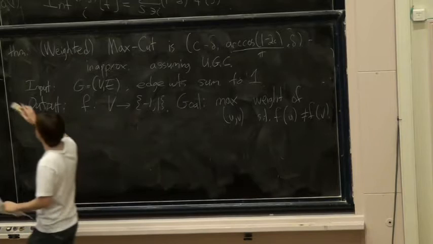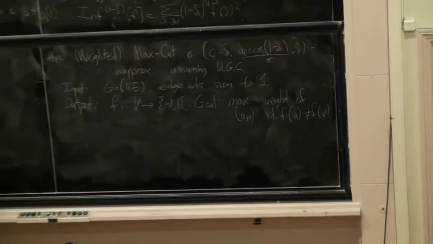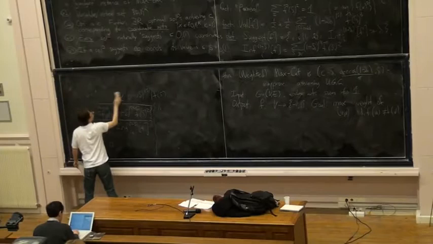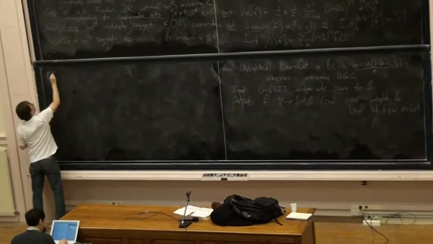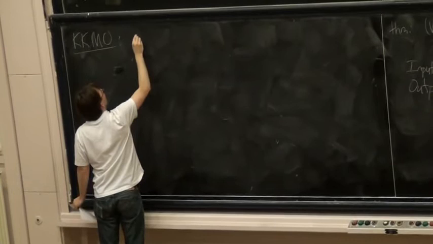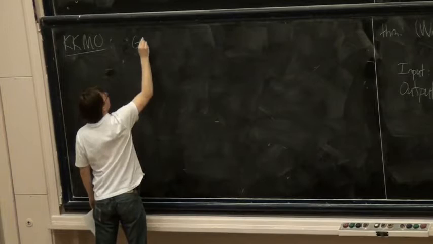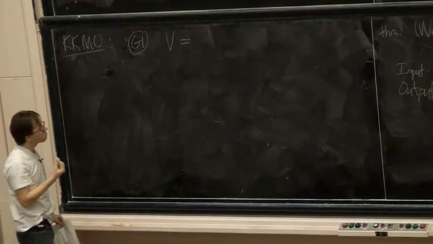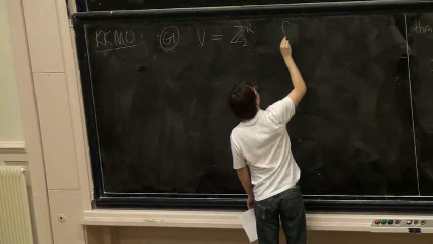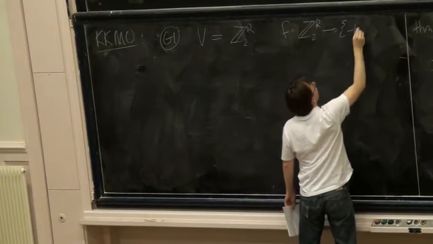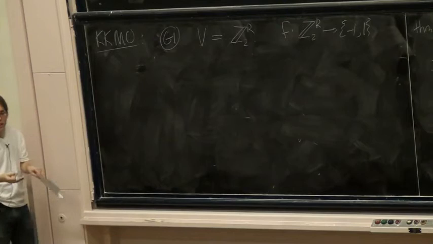Okay, so now I'll define the gadget. Okay. So here's the gadget. It's due to Khot, Kindler, Mossel, and O'Donnell. So property G1 is that the vertex set V should, again, be 0, 1 to the R. So we'll, again, call it Z2 to the R. So our graph will have vertex set Z2 to the R. And our partitions will be maps from Z2 to the R into minus 1, 1, as before. And again, instead of telling you the edges and a weight for each edge, I'll tell you a probability distribution on edges.